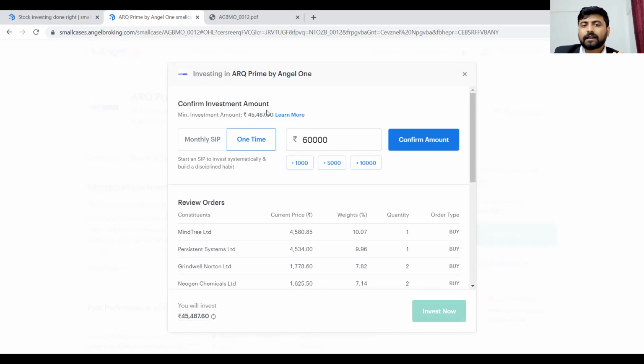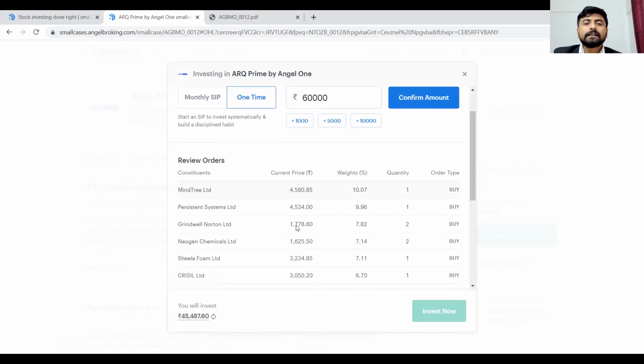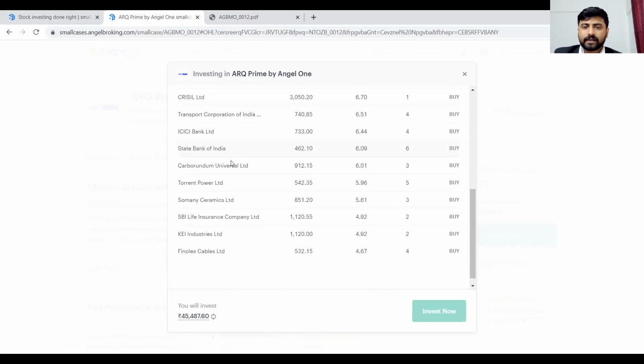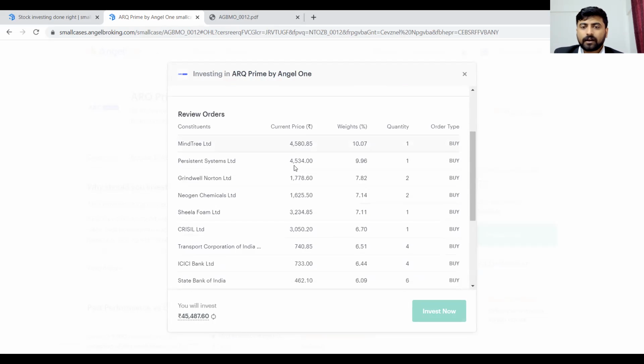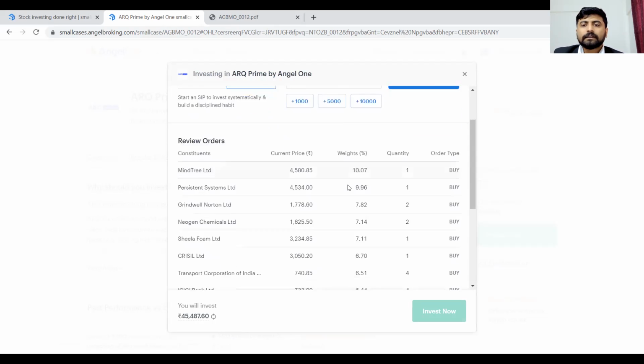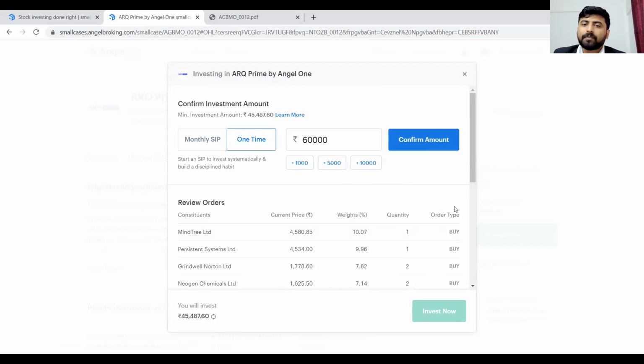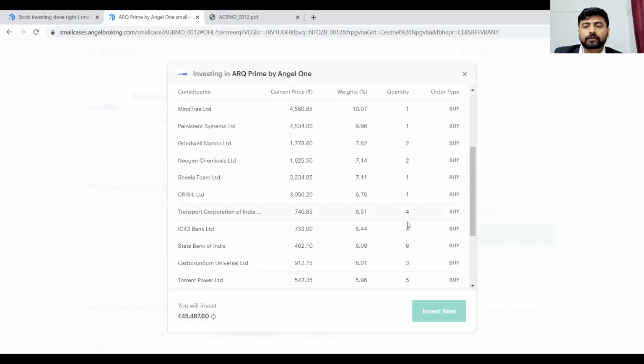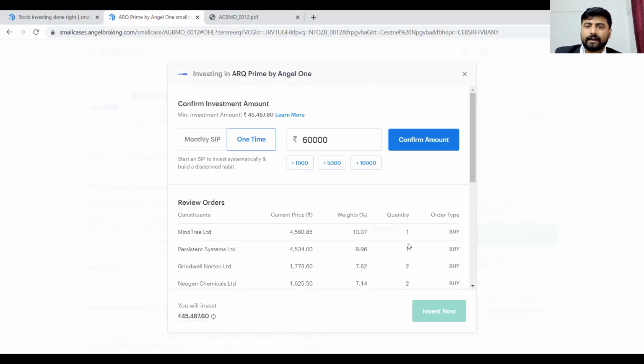So if you wish to start an SIP, you can go ahead and click on monthly SIP. SIP is for those who wish to consistently keep investing in a particular smallcase. So for the time being, let us proceed with a one-time investment. Now you can see the stocks that will be purchased in your trading and demat account, the current market price of these stocks, the weights of these stocks, the type of order that is going to be placed, and the quantity of stocks that will be purchased directly in your trading and demat account.